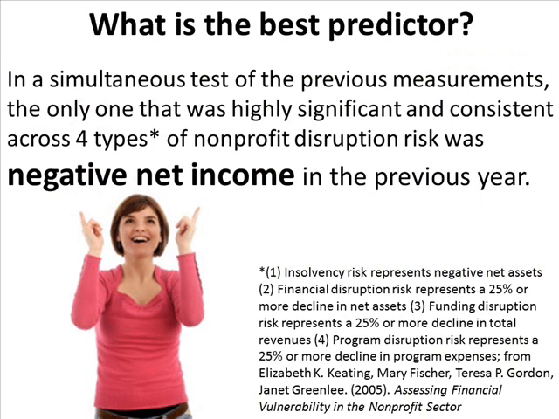Well, in a simultaneous test using tens of thousands of nonprofit organizations of the previous measurements, the only one that was highly significant and consistent across 4 different types of nonprofit disruption risk was negative net income in the previous year. So this covers financial disruption, which is a 25% or more decline in net assets; funding disruption, a 25% or more decline in total revenues; program disruption risk, 25% or more decline in program expenses; or insolvency, simply negative net assets.